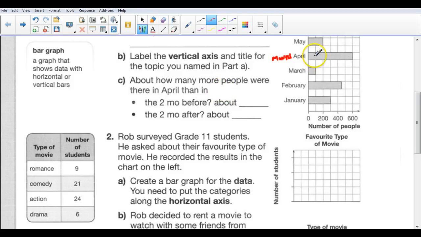Well, what comes before April? March and February. So here we've got 400 and 500, and we're about 450, and then March is 100, that's 550, so April has 600, so we just take 600, subtract 550, and we have about 50 more people in April. How about the 2 months after?